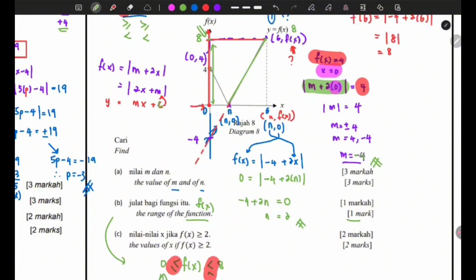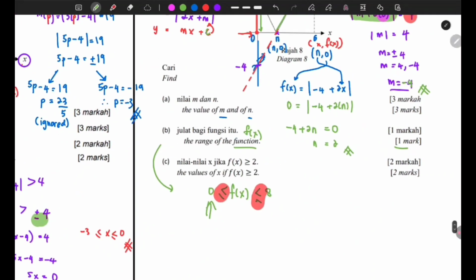Sometimes the question says corresponding range. It's also the same thing, range of function or the corresponding range. Okay, now find the values of x if the fx is more than 2.